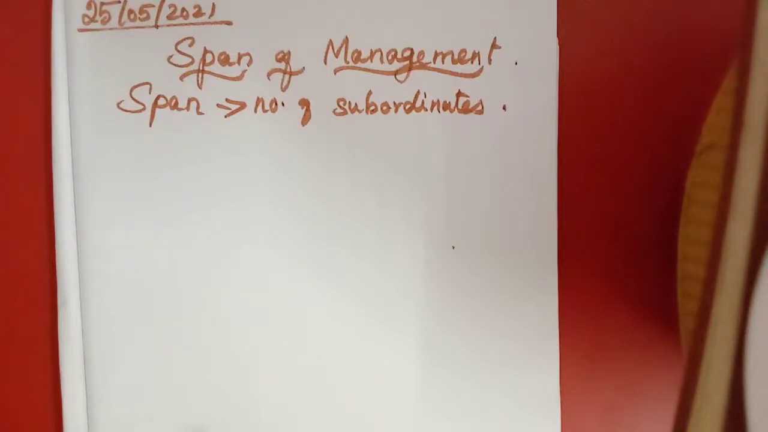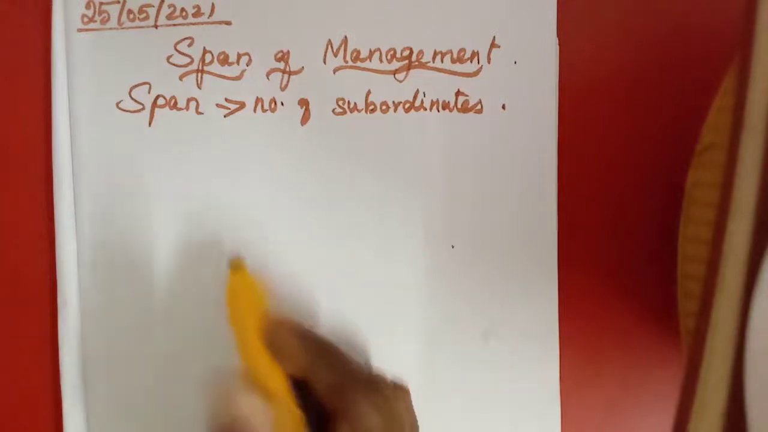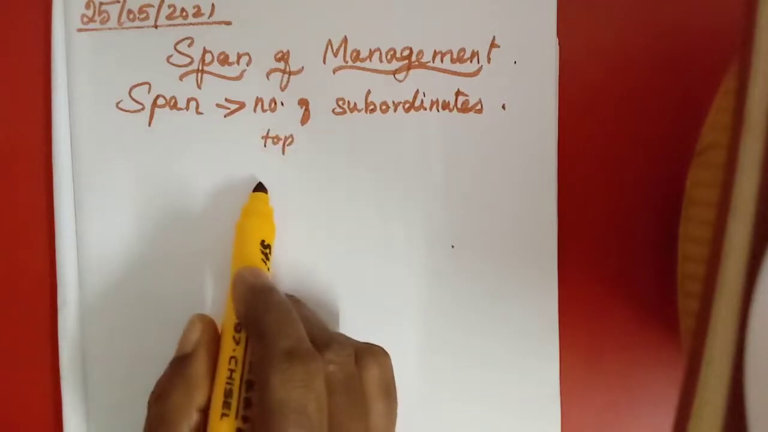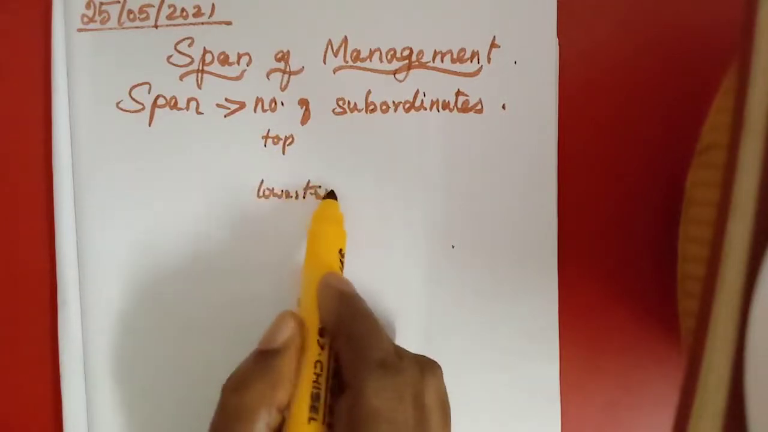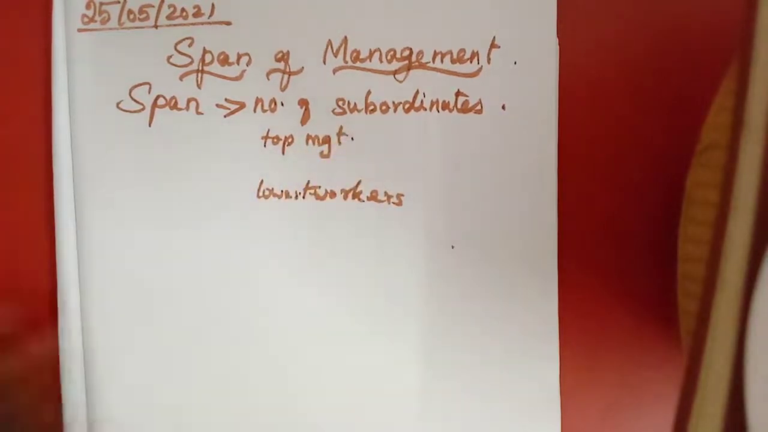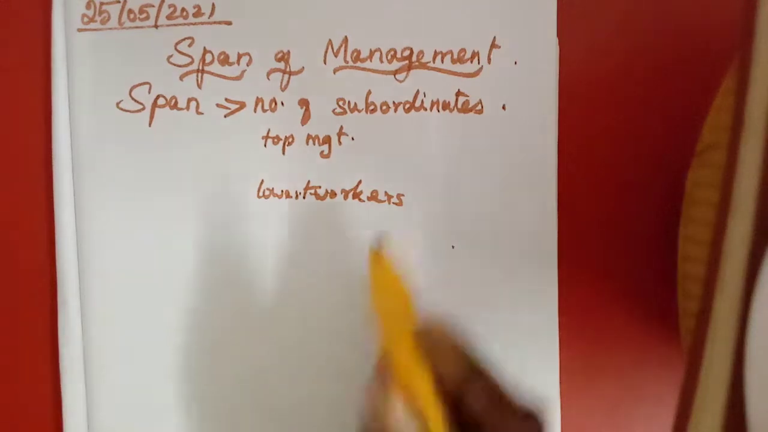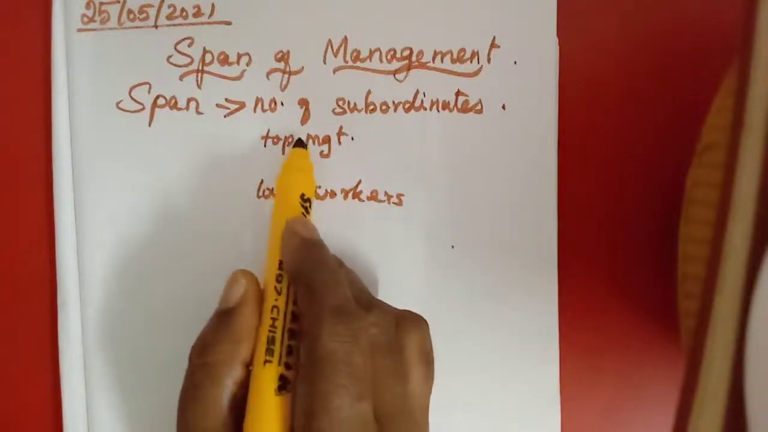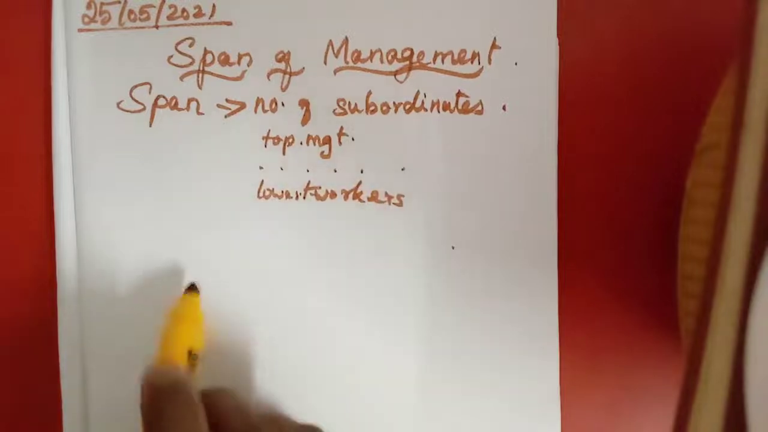So here, it may be either horizontal or vertical, though usually it will be at the horizontal level only. It may follow the hierarchical order, from the top management to the lowest level workers, from the top till the bottom of the organization. Either it may be a wider span or a narrow span. When it is a wider span, one manager may be managing many people.